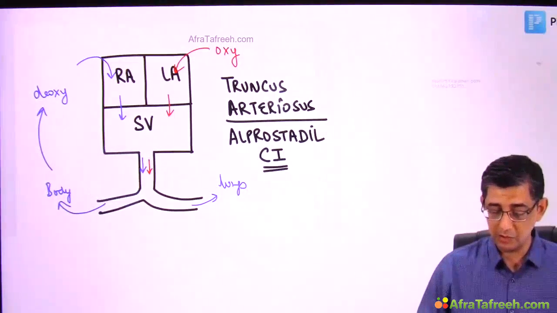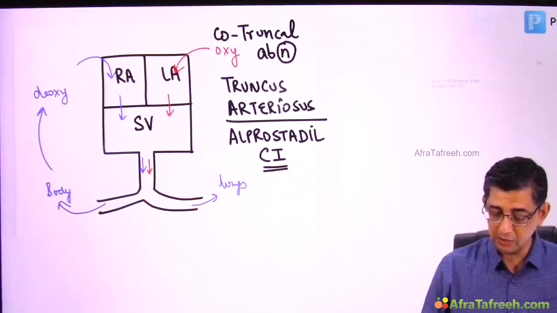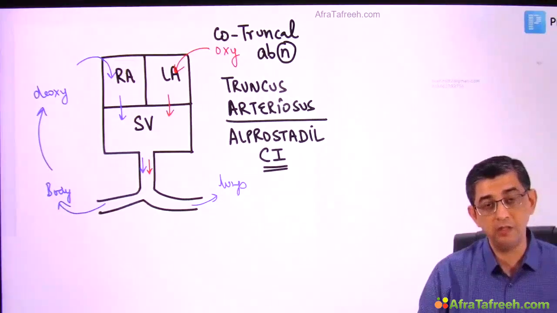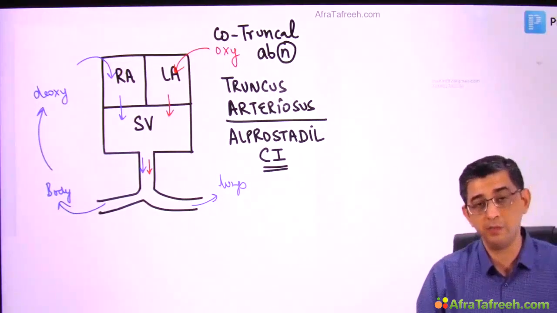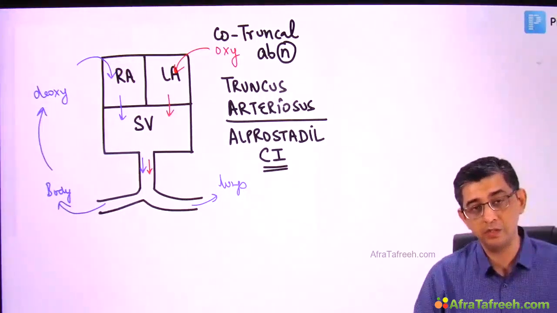In a couple of questions, instead of writing truncus arteriosus, he might write the word co-truncal abnormality. The bottom line is, three conditions where we have found alprostadil to be life-saving are tetralogy of Fallot, tricuspid atresia, and transposition of great arteries, but there is no role of alprostadil in truncus arteriosus.